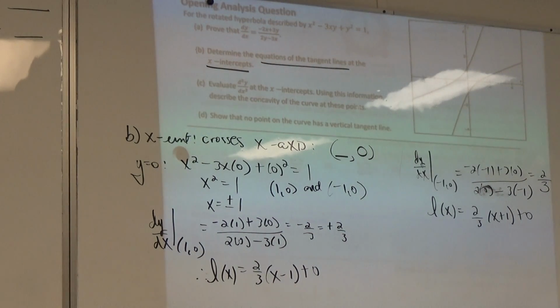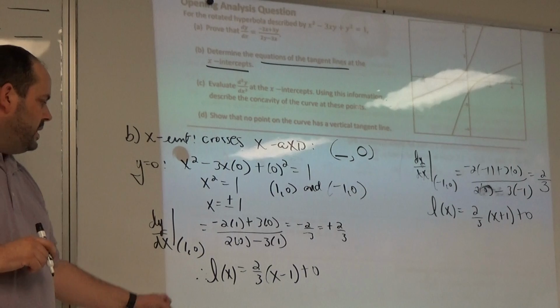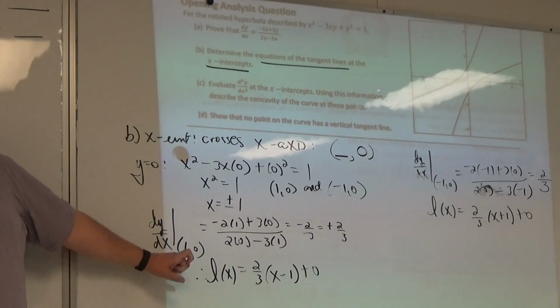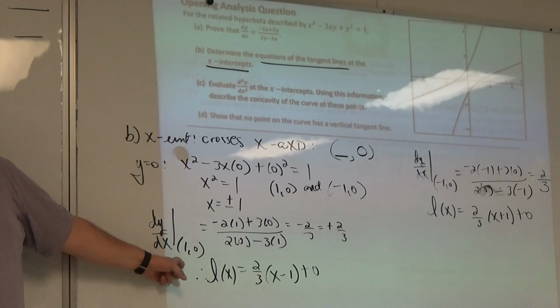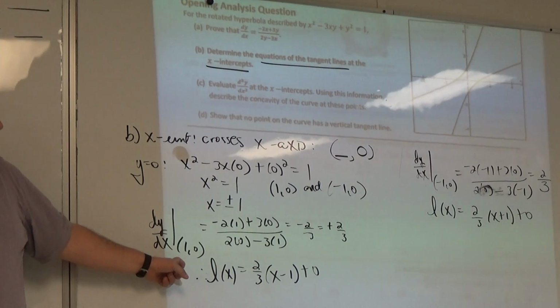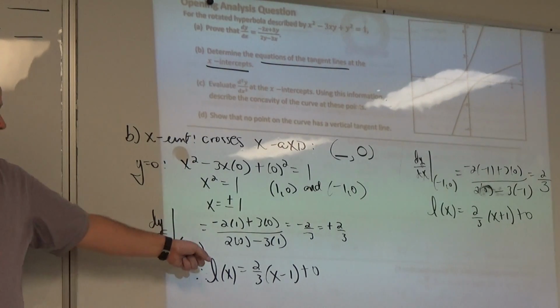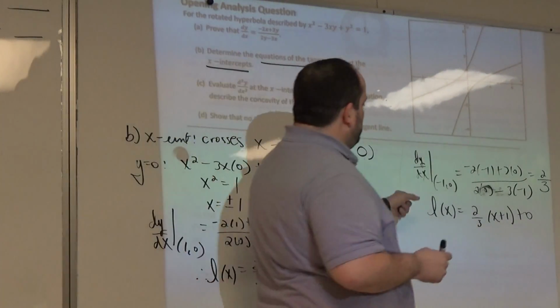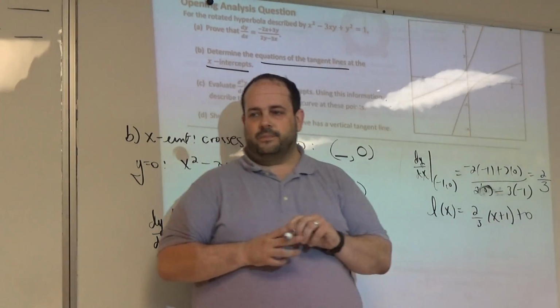Do we have to say, like, for each tangent line, do we have to say at what point? It would be a really good idea so that you make sure you're getting all the stuff correctly. Oh, thank goodness you're back. Right, I'm going to find the derivative at 1 comma 0. I'm going to find the derivative at negative 1 comma 0.